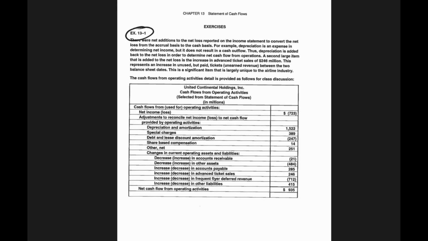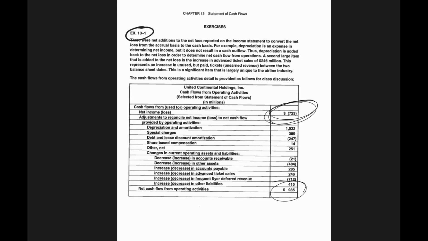So let's just jump right in. If you haven't read the chapter 2 or 3 times and gone through the comprehensive problem at the end of the chapter and done all of that, pause this and do that first so you get the most out of these exercises. Number 1, it says United Continental, the parent company of United, reported a net loss of $723 million. And then it says, how can there be $935 million in cash flows?